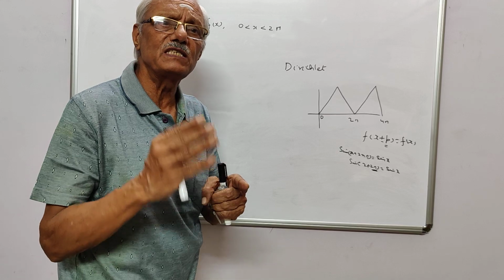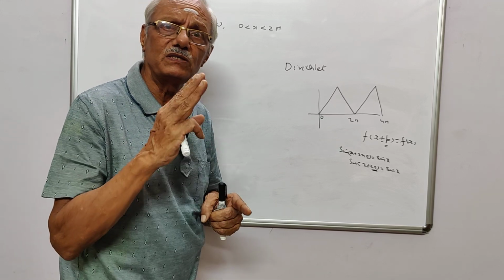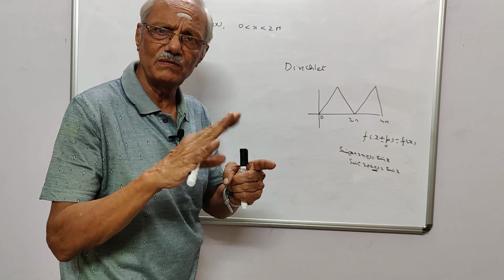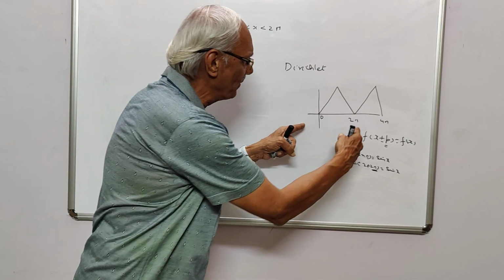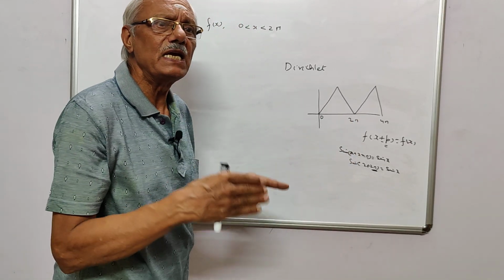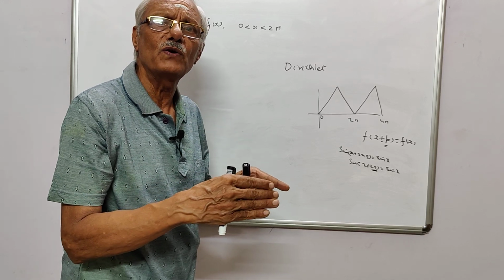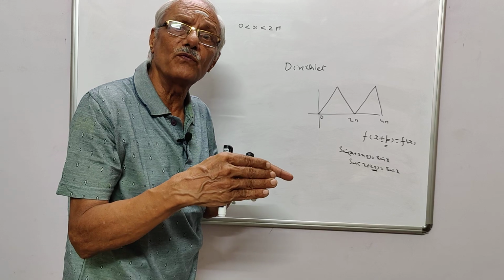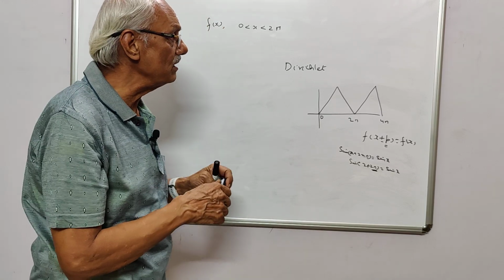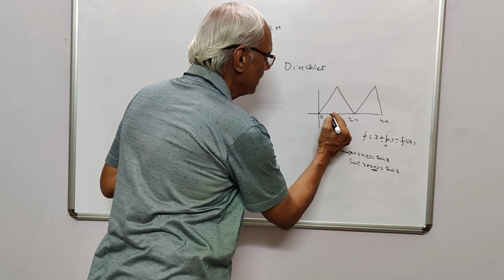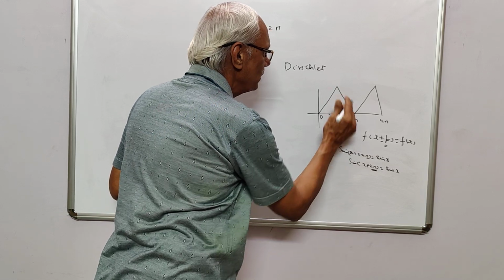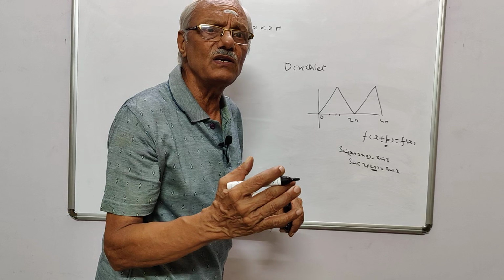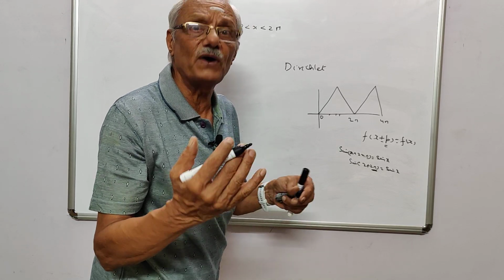Number 2, it must be a single valued function. Number 3, it must have a finite number of maxima and minima in the interval defined. If it is defined in the interval, it must have a finite number of maxima, minima and a finite number of discontinuities. You can have discontinuities; you see that it will be like this, it will be like this. So it can have discontinuities in between, and the number of discontinuities must be finite.